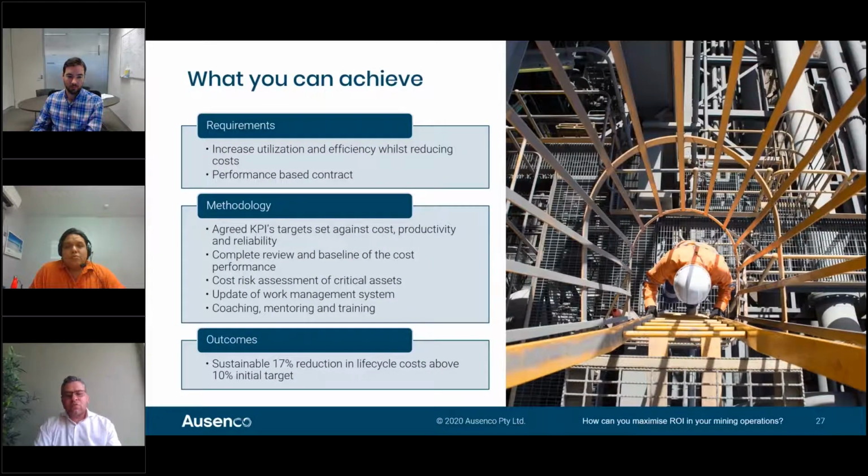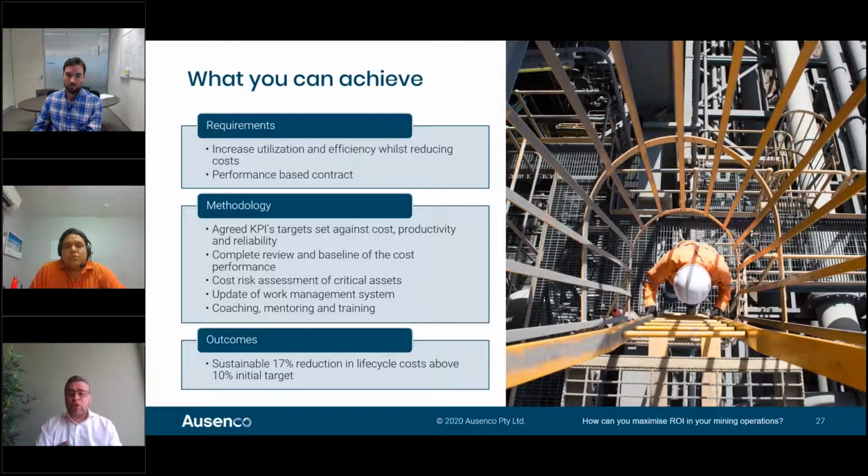So just to finalize my part of the talk, I just want to talk about a specific achievement that we have. It's something that we did here in Australia with MMG Century Mine a couple of years ago. It was a very interesting project for us. They were looking for improving utilization and efficiency, but they also needed to reduce the cost.